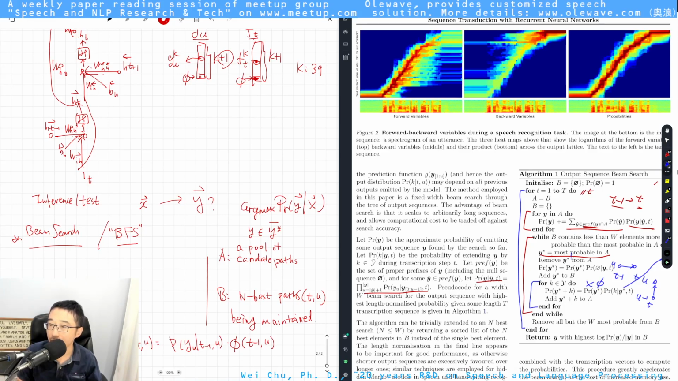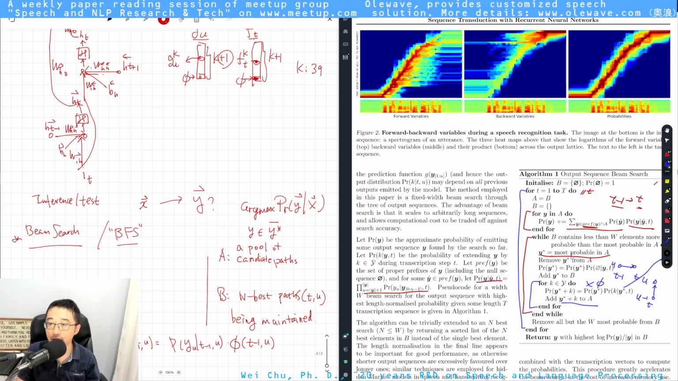I think so. Then you add this extended, the longer path to A. You see, this is how the decoding is going forward, because before this time point, all the sequences in the set A are sequences with length less than u.